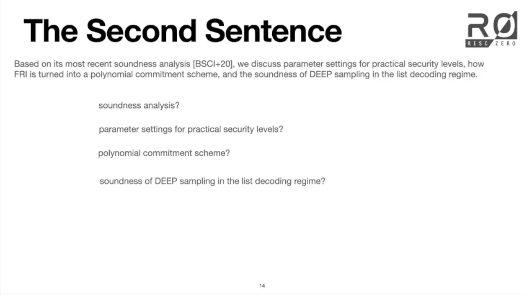Soundness analysis is a term that you may or may not be familiar with. Parameter settings for practical security levels is sort of ambiguous. Polynomial commitment scheme is new jargon to most people, probably. Soundness of deep sampling in the list decoding regime seems like a bunch of Greek. Let's see if we can make sense of what some of these terms are.